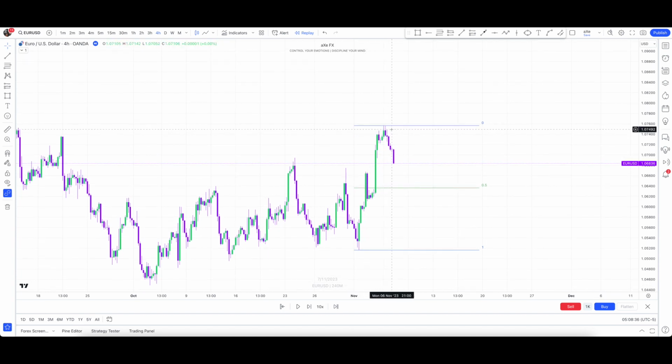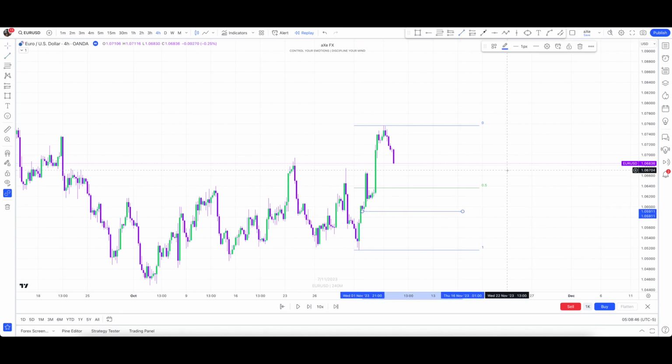So now we have these two external ranges. This is the discount, and all this below, for example this low here, which is quite obvious, can be sell side liquidity, internal range. We have fair value gaps here as well.